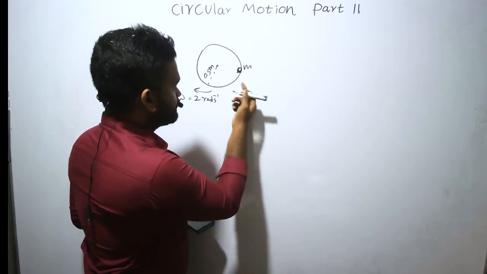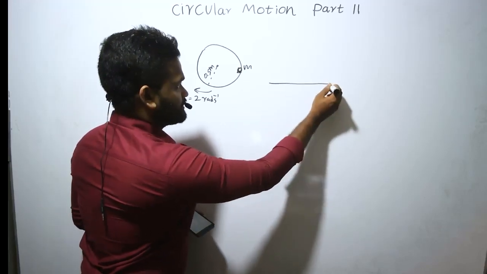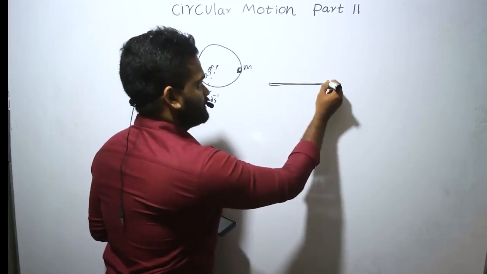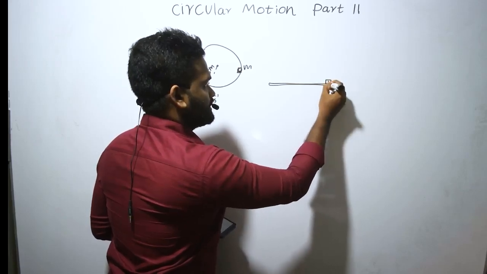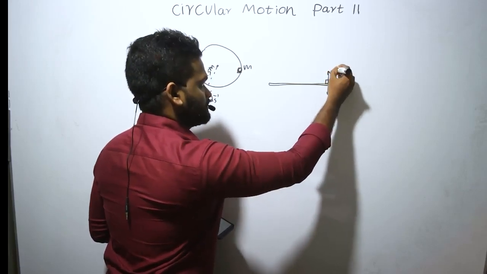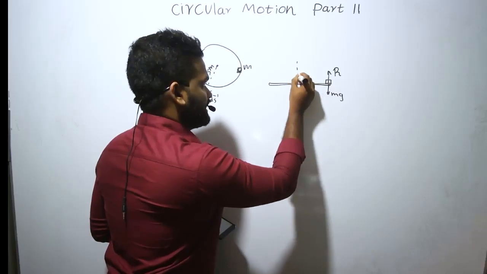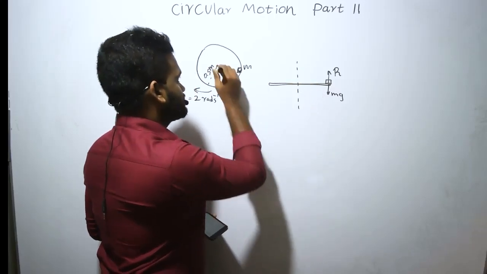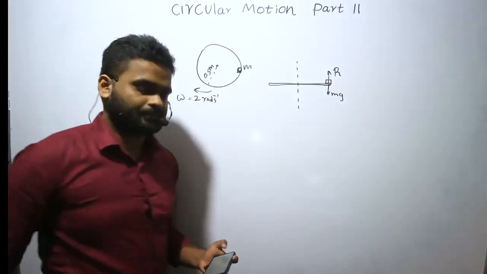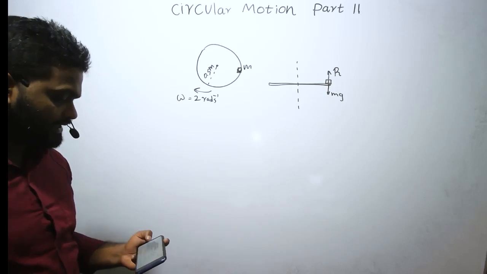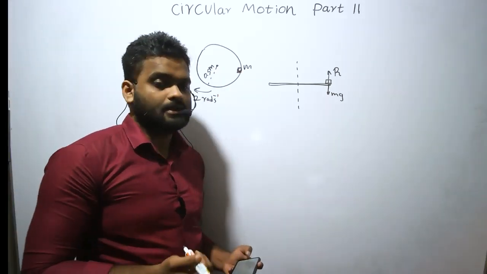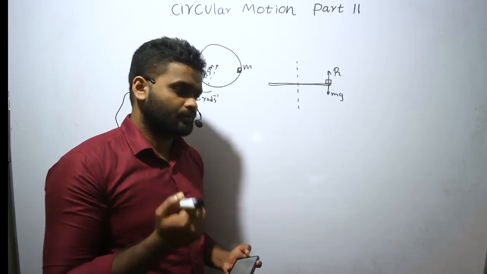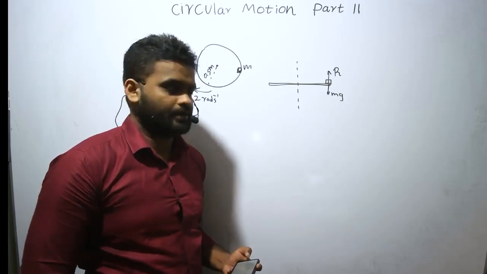So if you look from the side, this is what you see. This is the plate, and there you have the coin, with mg and R. The plate is rotated around this axis. What they ask is the minimum coefficient of friction required.